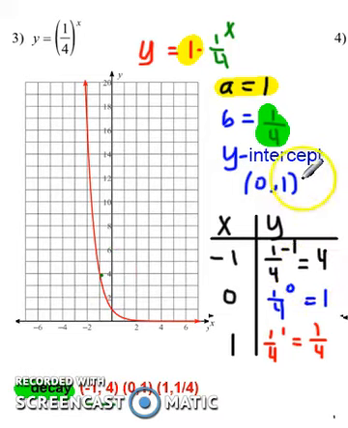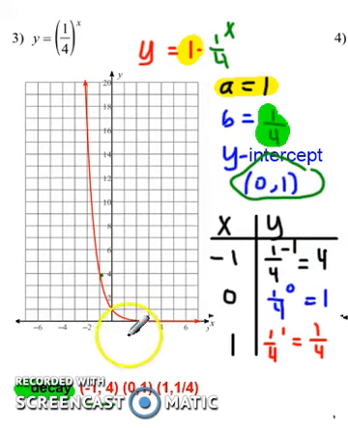I am going to put in 0. Anything to the 0 power is 1. That is my y-intercept. So 0, 1 right there in the graph. And then the last point I'm going to put in, I'm going to put in 1. 1/4 to the first power is 1/4, so I get 1, 1/4, and you can see this is a decay.